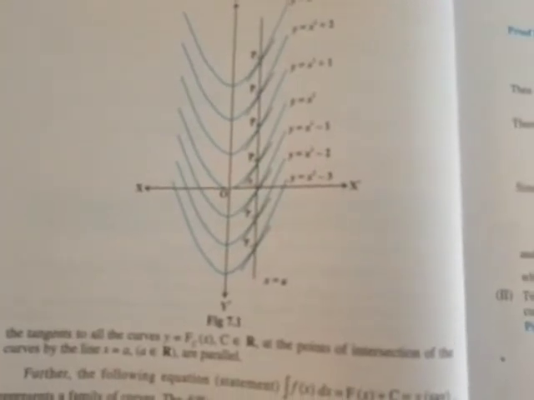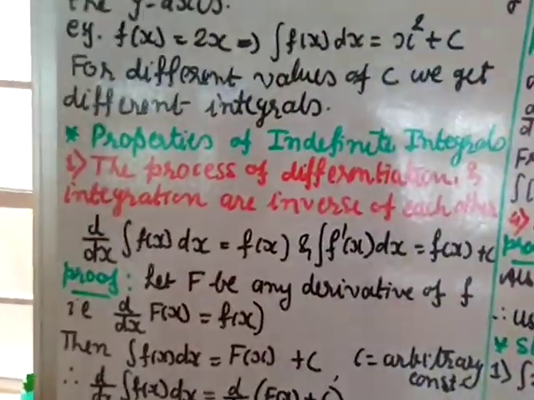It's given in your textbook, the same function. See, y is equal to x square plus 3, x square plus 2. The value of c is changing: x square plus 1, x square minus 1, x square minus 2, x square minus 3. So you see, these are the parallel curves we have. If you go upward or downward, you will get the family of curves. Now if you draw a perpendicular line here, and at this intersection point you draw the tangent, then all the tangents will be parallel. So this is the geometrical interpretation of indefinite integrals.